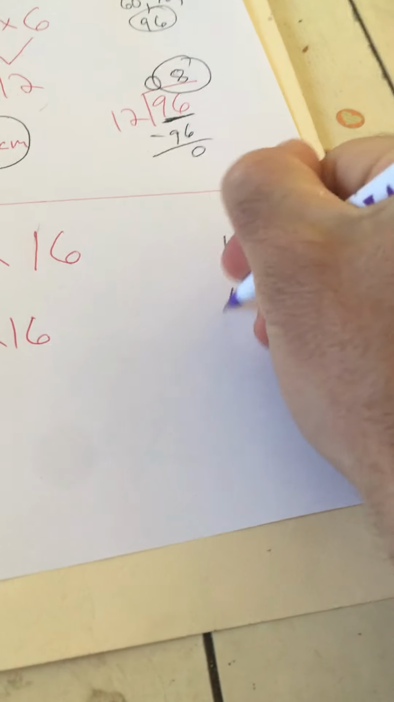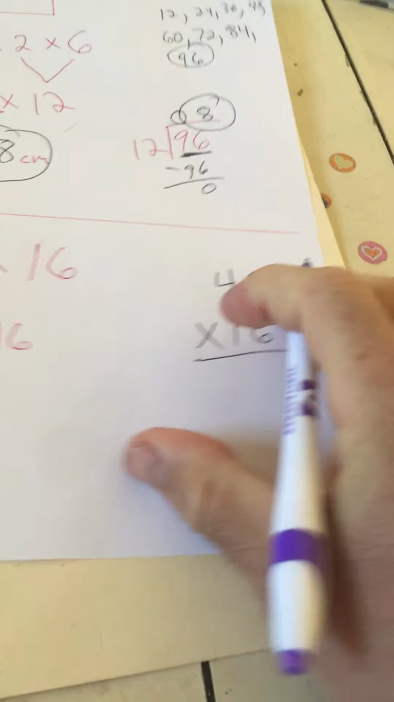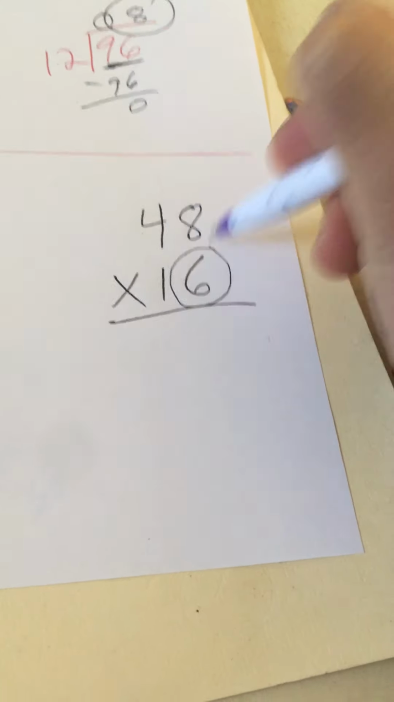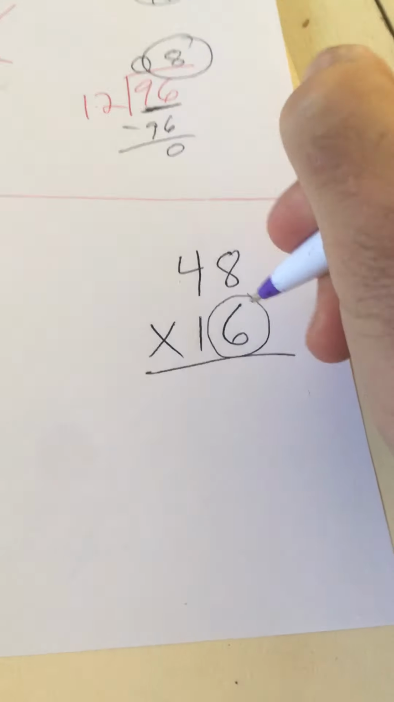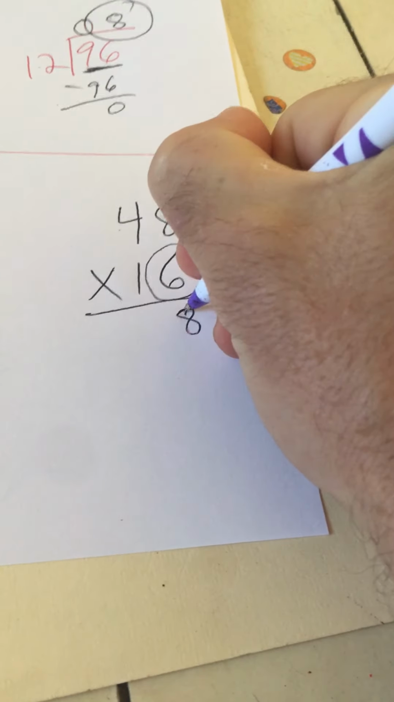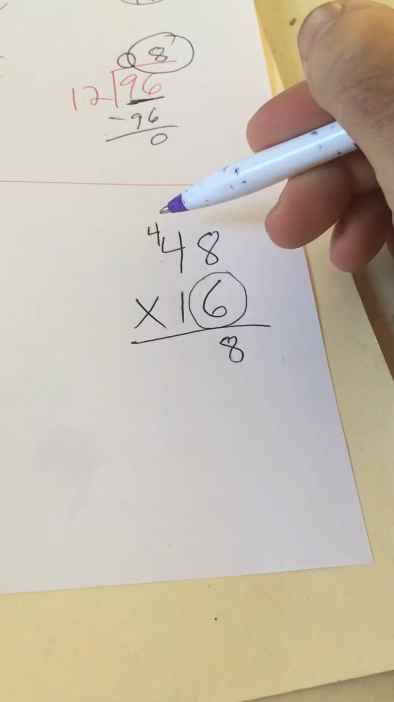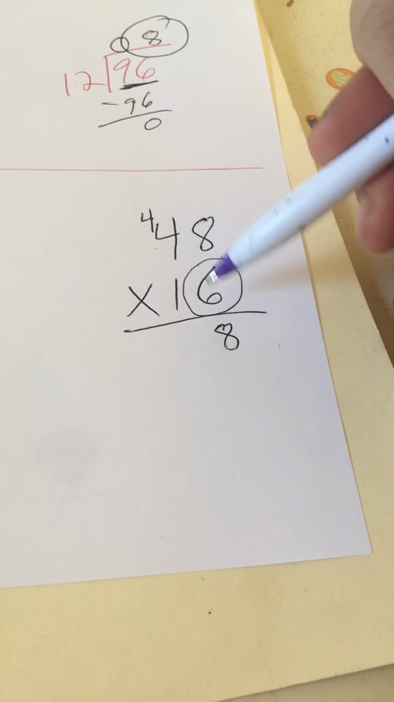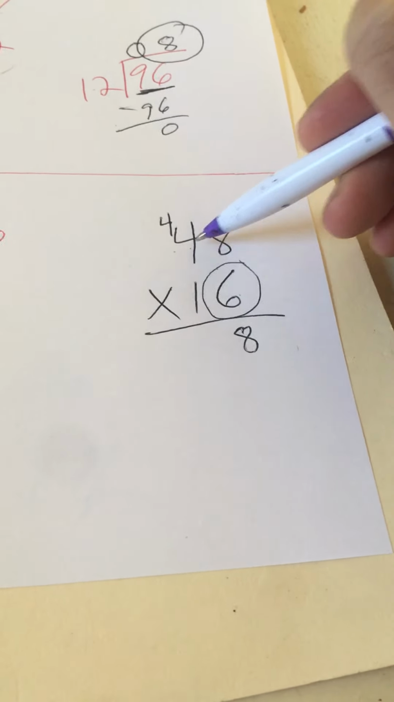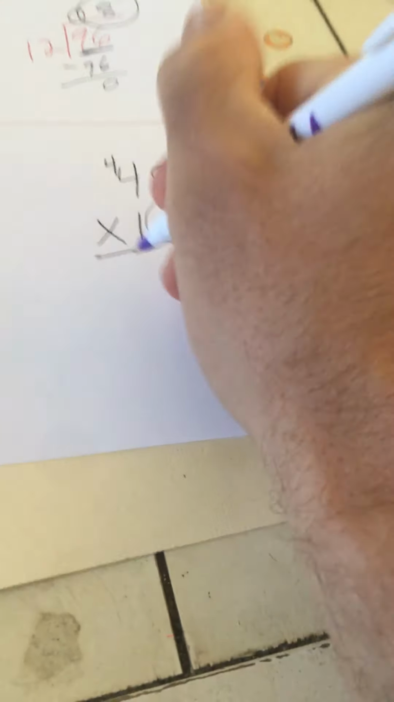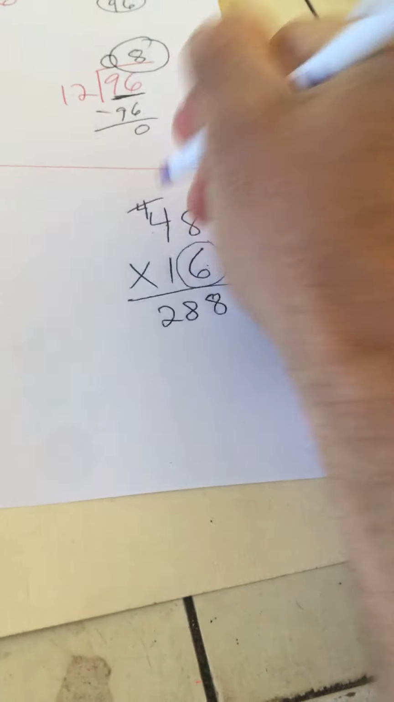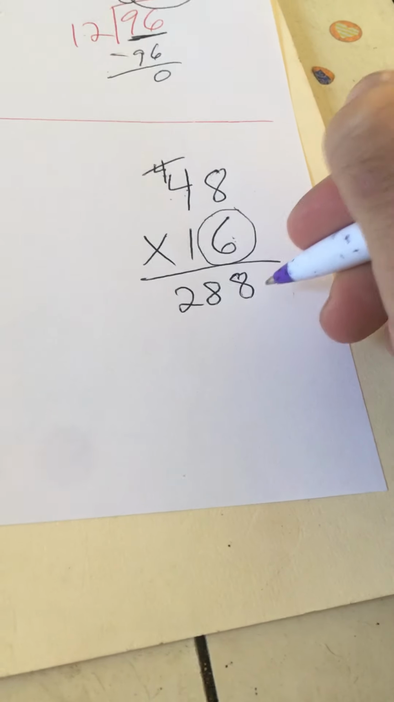So we'll do that right over here. 48 times 16. I'm going to start in the ones place in the bottom right-hand corner. We're going to multiply the ones first. 6 times 8 is 48 ones, so we're going to carry the 4 tens over to the tens place and write the 8 ones here. Then 6 times 4 is 24, plus the 4 more that we carried makes 28. So our first partial product, part of our answer here, is 288.